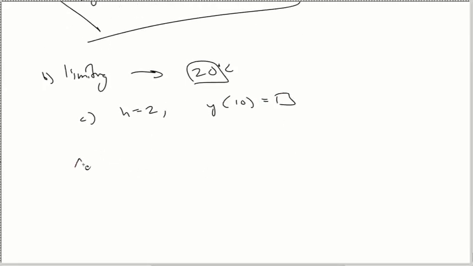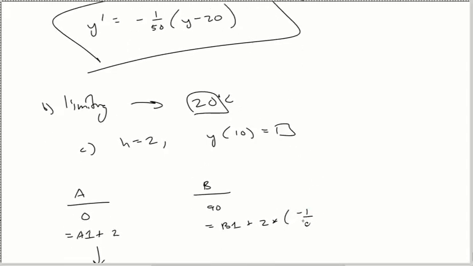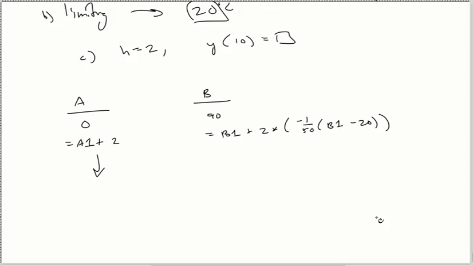So what I want to do is my A column, I'm going to have it start at t equals 0, and I have A1 plus 2, and I'm going to drag it down. In my B column, I'm going to start with my 90 degrees, because that's 90 degrees at the very beginning for my coffee, is now equal to B1 plus 2 times my y prime formula, which is this right here. So then it would be the negative 1 over 50, and then y is B1 again, minus the 20, close, close, and it should be good to go. Drag it down. Whenever you meet the 10, look over, get the answer, and here we go.